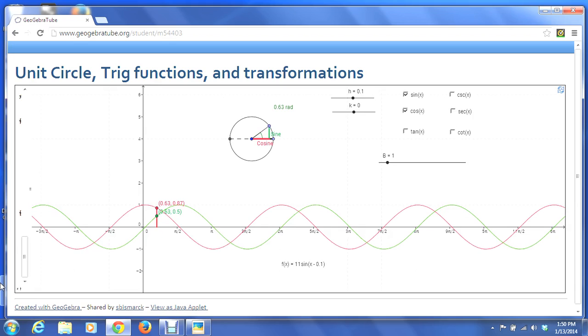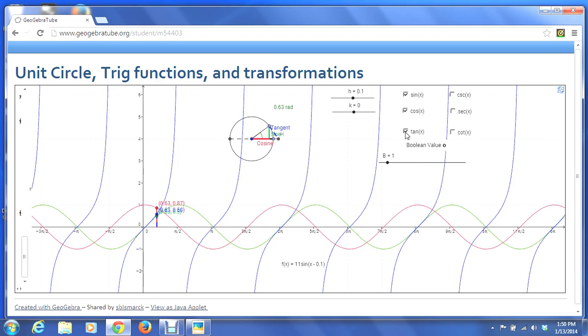So this applet lets us do, maybe I'll do one more thing. Let's leave the sine and cosine functions up. I'm going to add the tangent function. Ugh, now everything's getting crazy. Maybe I'll take one of the functions away.